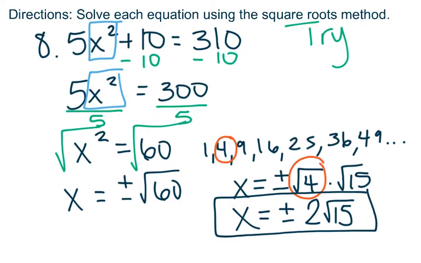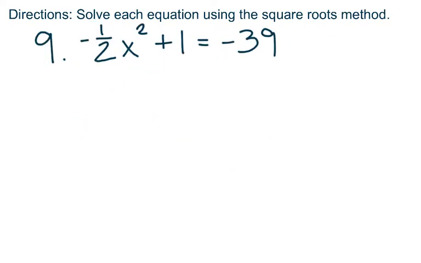I'm going to give you one more to try. This one has a scary fraction in it, but it's okay. You can do it. I want you to pause the video in 1, 2, 3. Okay, the first thing I'm going to do is get x squared by itself, and I'm going to do that by getting rid of the 1.